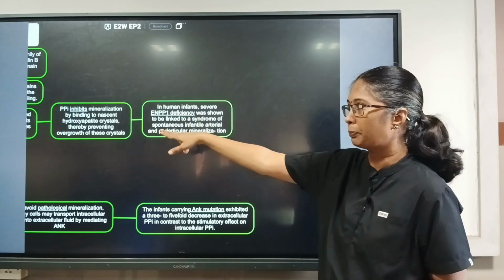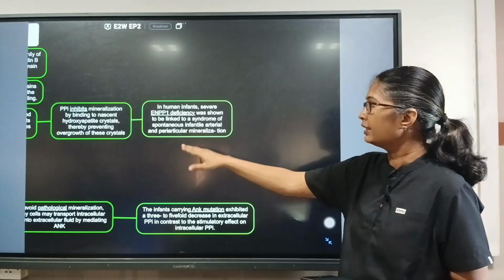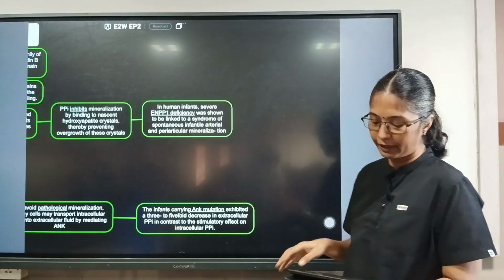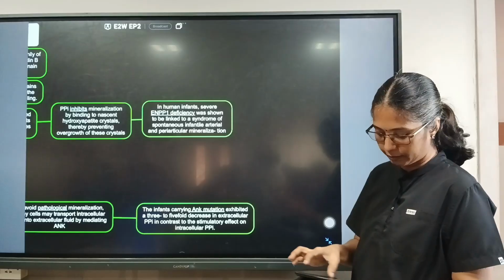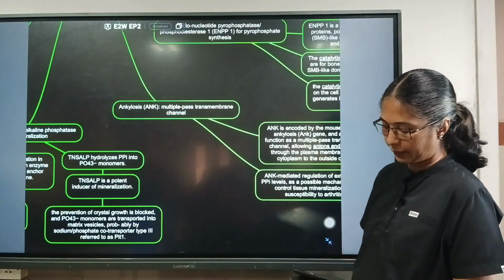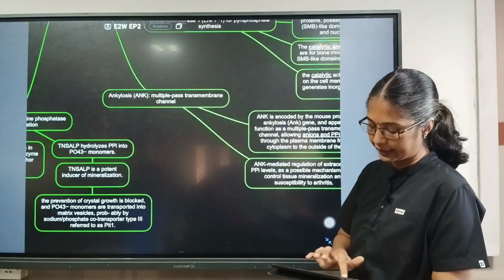What happens when there is ENPP1 deficiency? There is less PPi. PPi is an inhibitor of mineralization. When PPi is less, a lot of pathological mineralization happens. So ENPP deficiency causes pathological mineralization. The next is ankylosis protein, ANK. This is a multiple-pass transmembrane channel. This is a channel; ENPP is an enzyme.